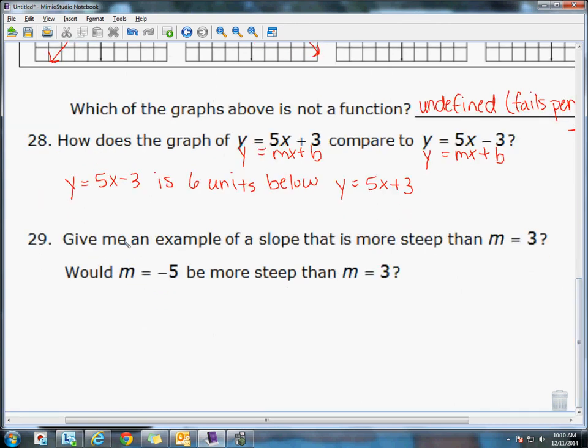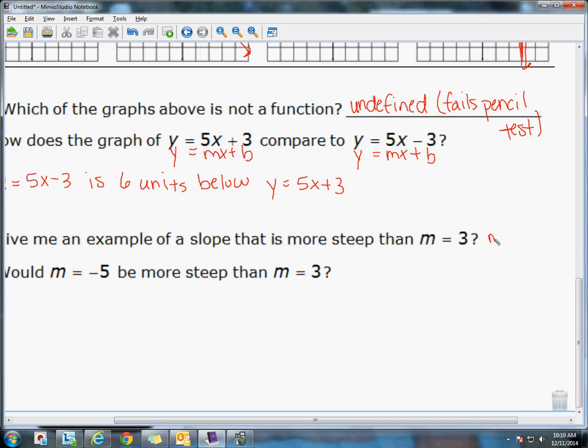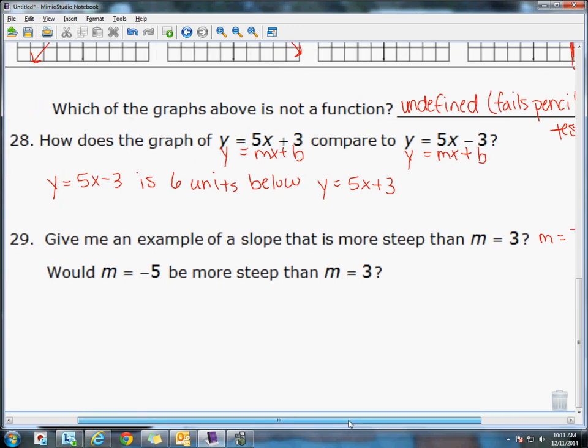Okay, 29 says, give me an example of a slope that is more steep than m equals 3. Okay, so think about this. You're going skiing. You're on a steeper mountain. It's more steep than the original. So when you go skiing on a steeper mountain, you're going to be going a lot faster. So we need some speed that is faster than 3. So any number greater than 3 would work. So I'm just going to pick m equals 7. You could say 4, 5, 6, 7, 8, 9, 10. You could say 100. Okay, any number that's greater than 3 would be steeper.